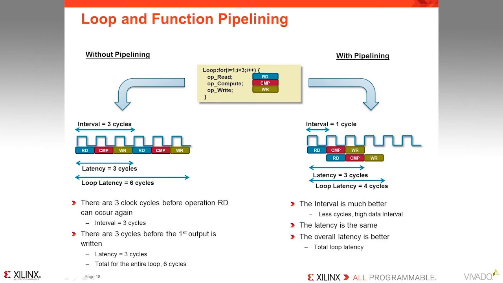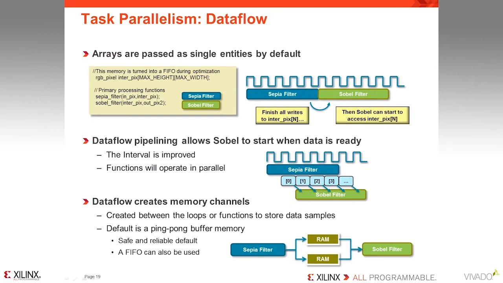Okay. The other more common optimization that's performed is to then do task level parallelism. So look at this example code here. Here we have 2 functions. There could also be 2 loops. One's called sepia, one's called sobel. Okay. So by default, these again at the loop level and the function level, these would execute in series. We would execute the first one, finish all the values, and then start to execute the second one.